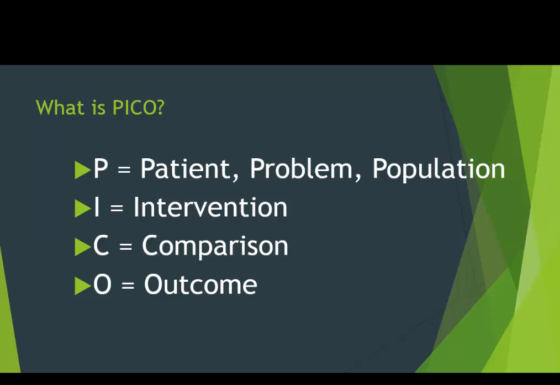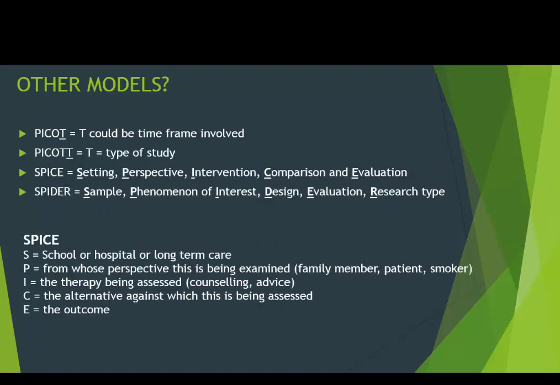As I mentioned, there are other models as well. PICOT with one T, where the T could be about the time frame involved in the research. Maybe you're following smokers for 6 months. Maybe you are evaluating the bonding that happens between new mothers and their babies for the first month. PICOTT with two T's, where one T could be the time frame and the second T could be the type of study you're looking for. Maybe you only want RCTs or quantitative studies.